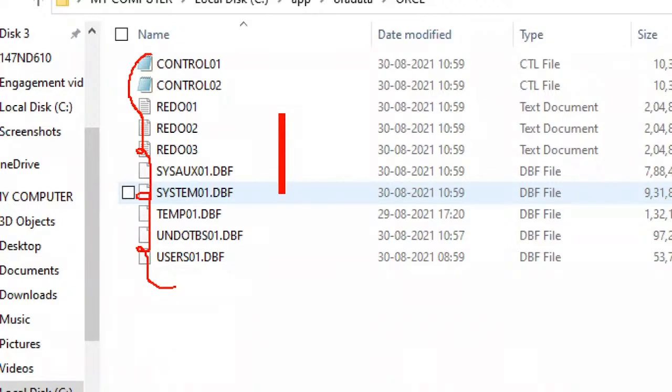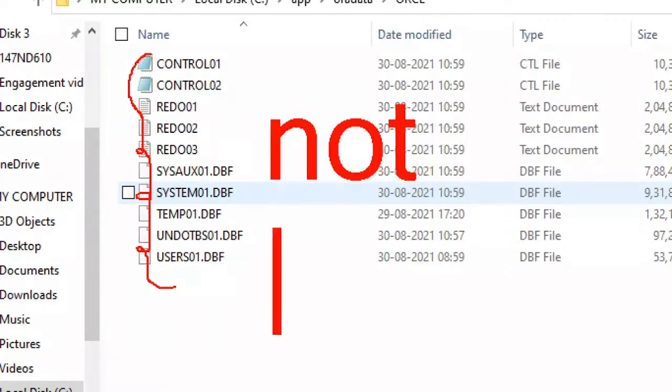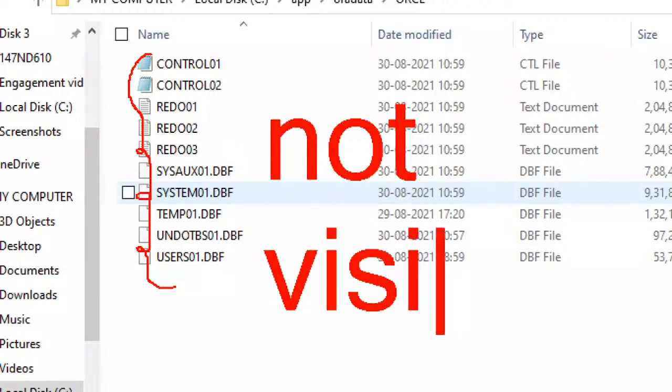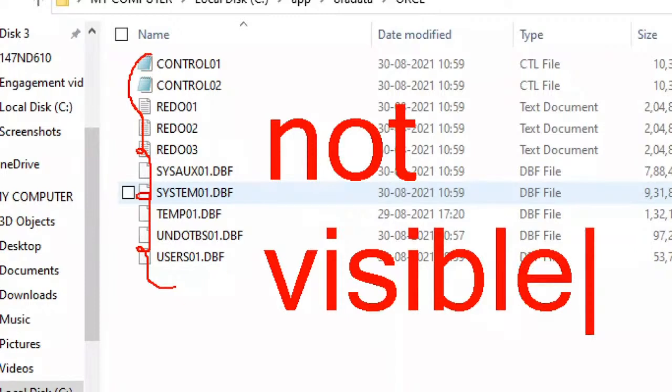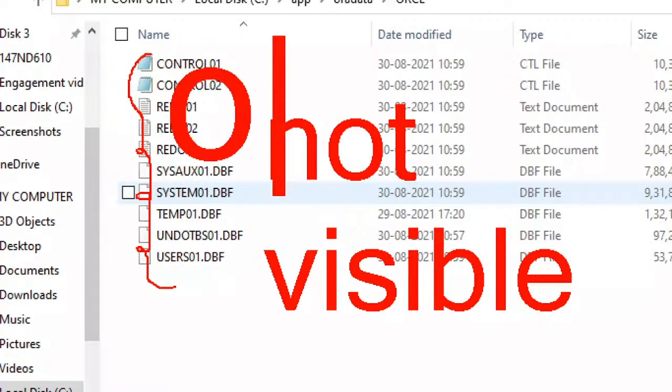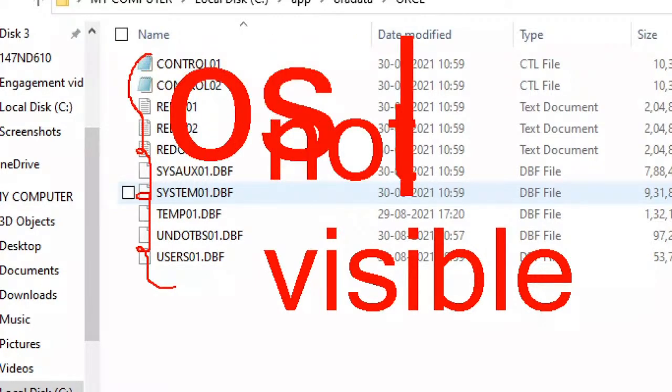But unfortunately, Z is the table I'm giving only. Is that table visible in the operating system or not visible? Very good, not visible. You are observing or not? This is not visible. That's why a structure which is not visible in the operating system, OS, is called a logical structure.